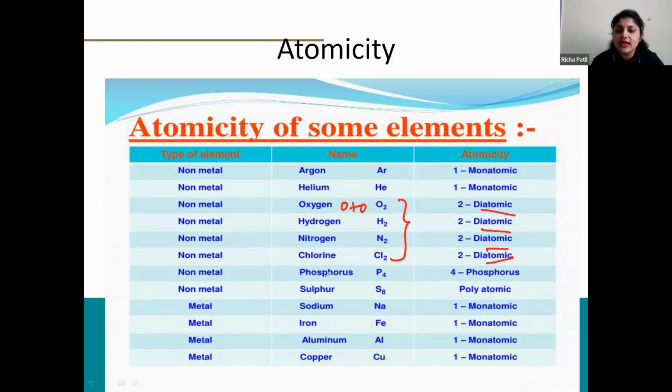Then non-metals like phosphorus. Phosphorus forms a tetra, it forms tetraatomic. Then sulfur is octa. When you have more than 4, it is called polyatomic. So sulfur is S8.